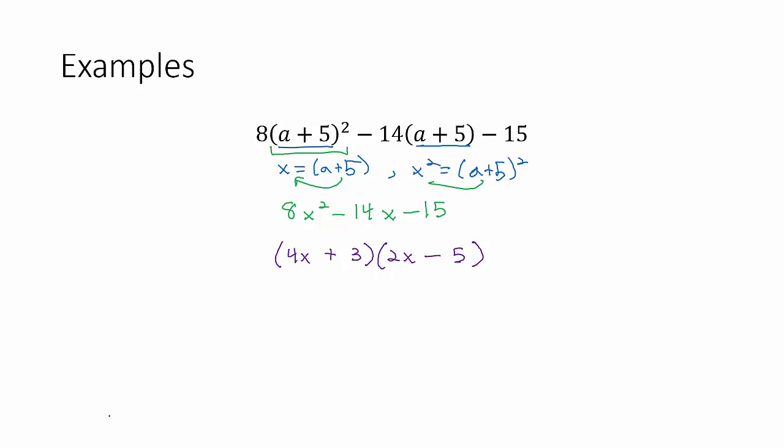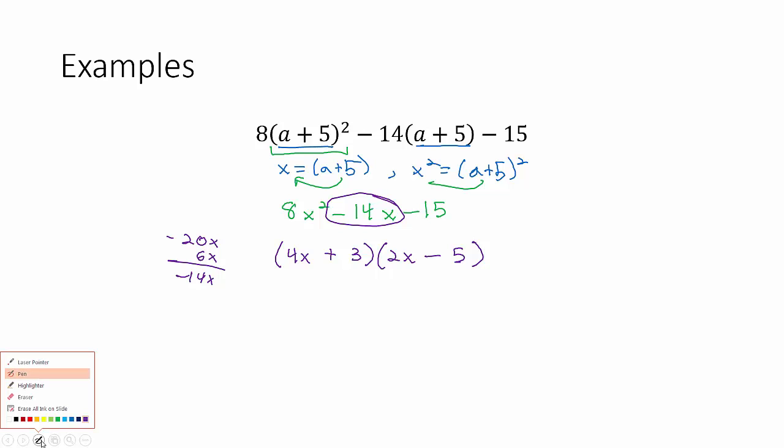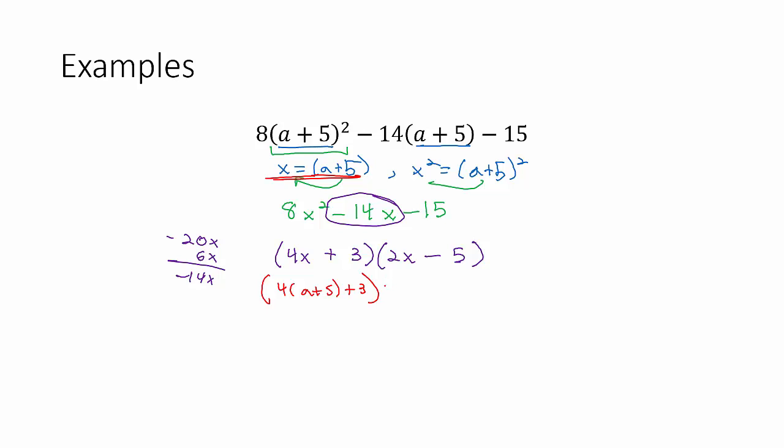Plus and a minus. Now on the outside, we've got negative 20x. On the inside, 3 times 2 is 6x. That's negative 14x. That's what we want in the middle. We have now factored the green polynomial. However, we cannot forget to go back to the original. x equals a plus 5. So we have 4 times a plus 5 plus 3 times 2x, which is a plus 5 minus 5.